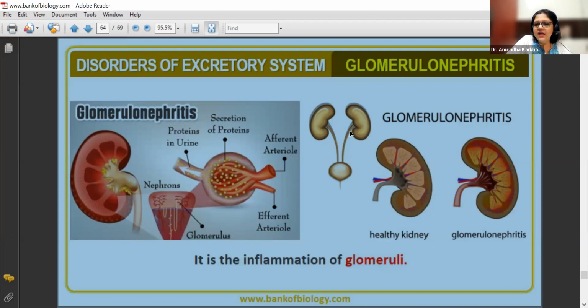Look at the kidney. See, a healthy kidney, and then the kidney after glomerulonephritis: it has become swollen and red in color completely. See, there is a color difference, right? It is going to happen to almost all the nephrons, because the kidney itself is going to get swollen, easily.